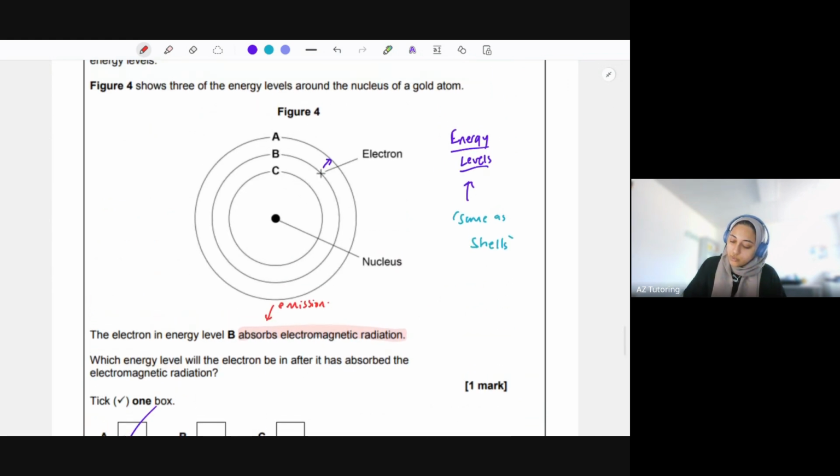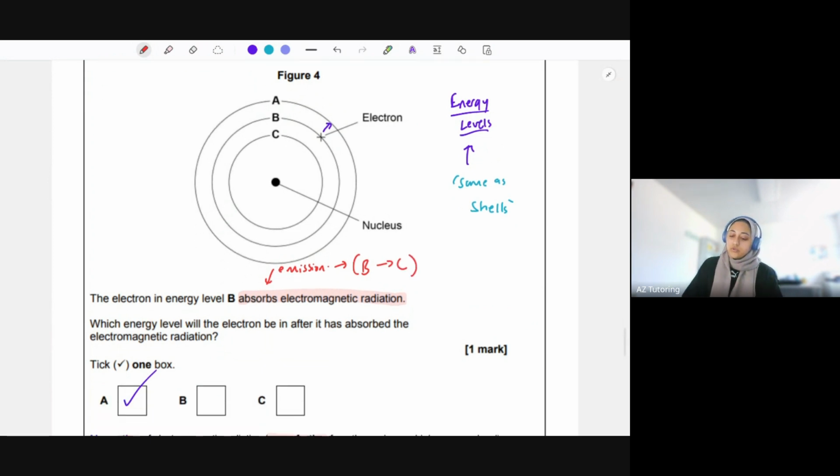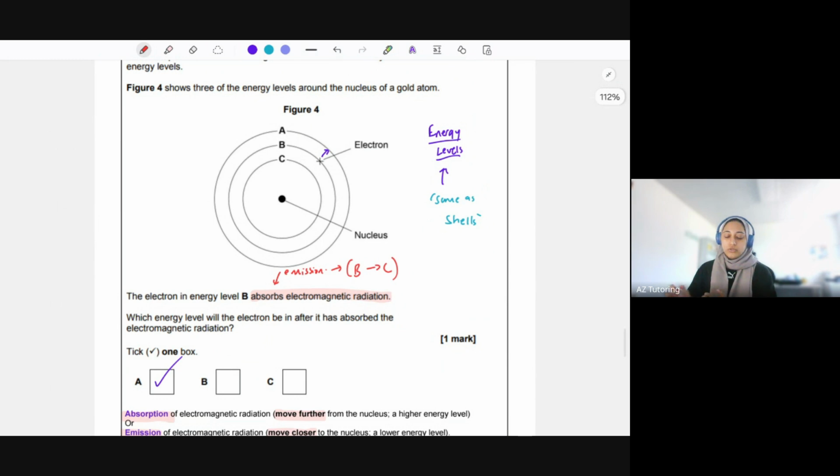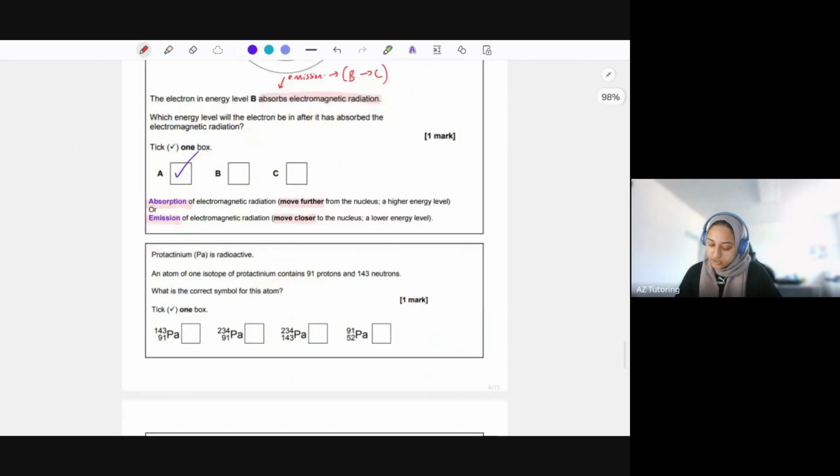So it would then move from B to C. So it would go down if it was emission. So just be careful of them two words, absorb and emission. So you know the difference is with what's happening with the electron with each energy shell. Okay, so that's energy levels.